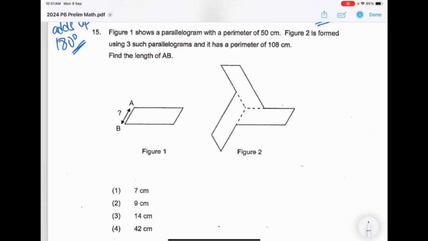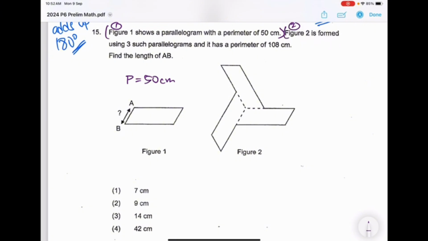Alright, moving on to the last question of booklet A, question 15. Let's jump right in. Figure 1 shows a parallelogram with a perimeter of 50 cm. This is sentence number 1. I know that my perimeter for this equals 50 cm. Moving on to sentence number 2.